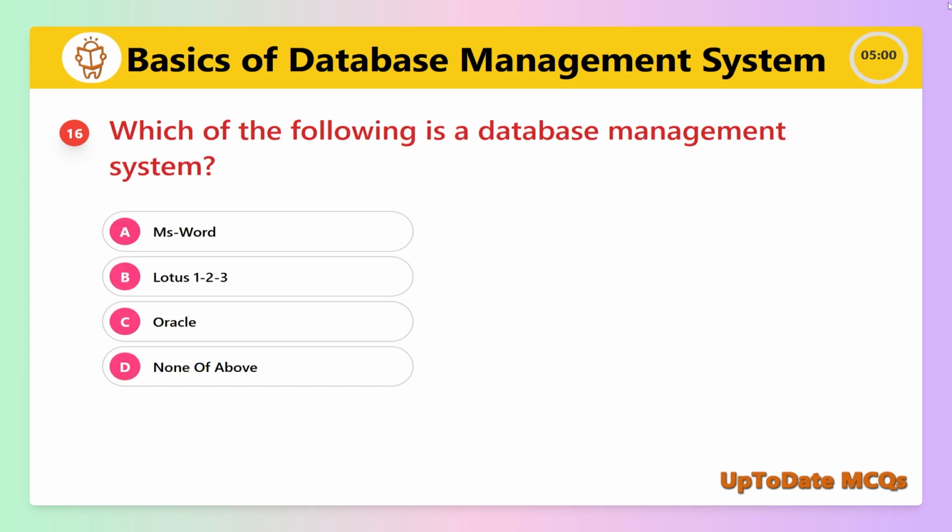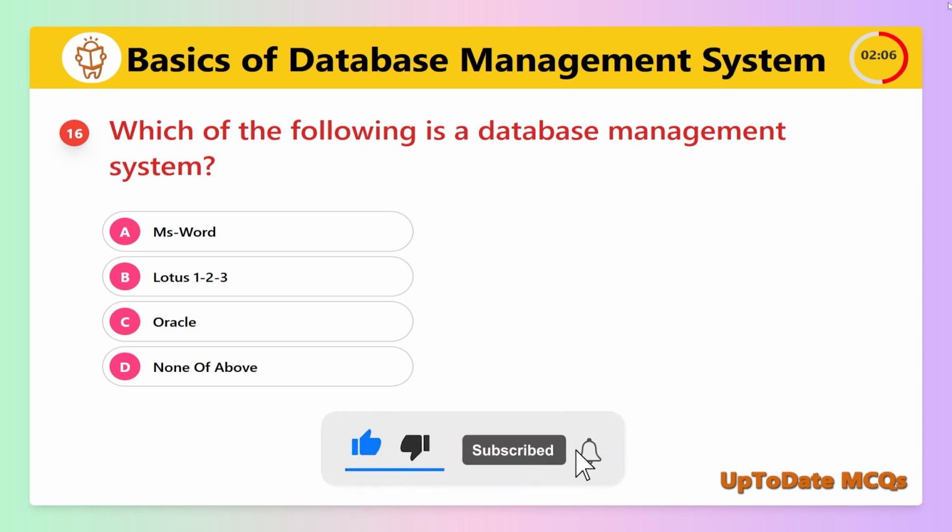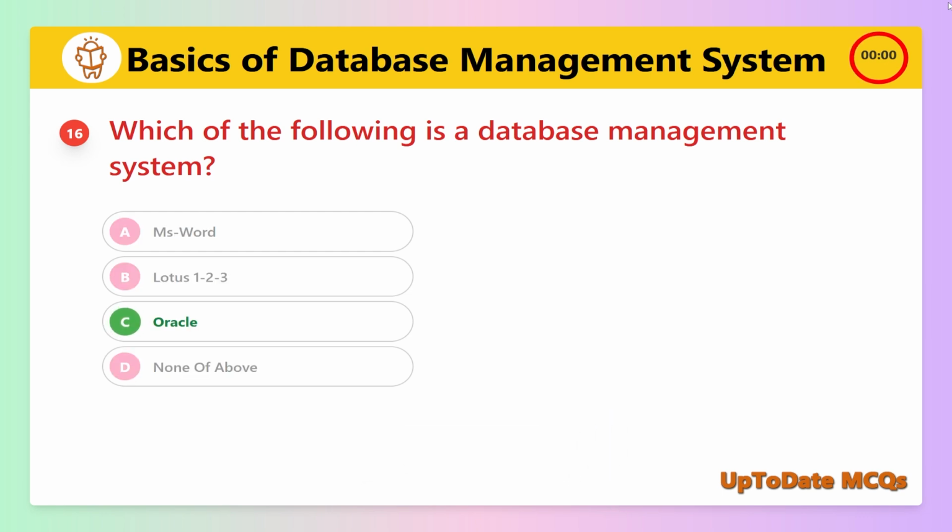Which of the following is a database management system? A. MS Word. B. Lotus 1-2-3. C. Oracle. D. None of above. The correct answer is option number C, Oracle.